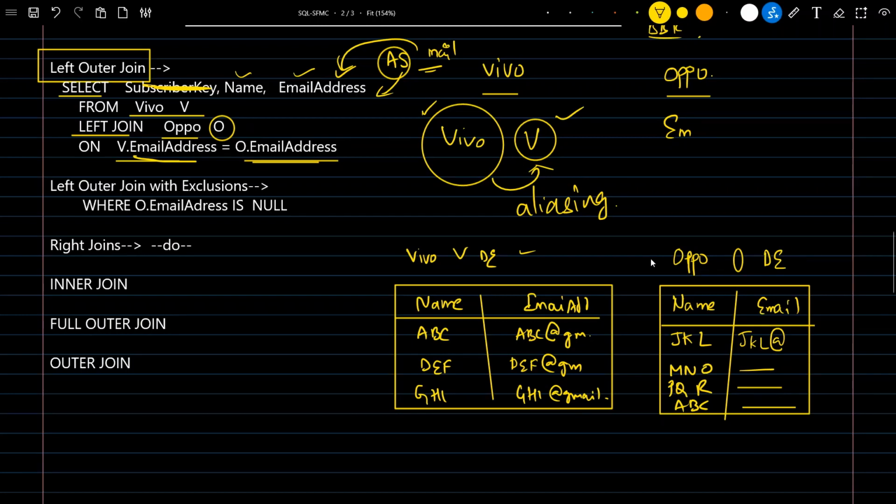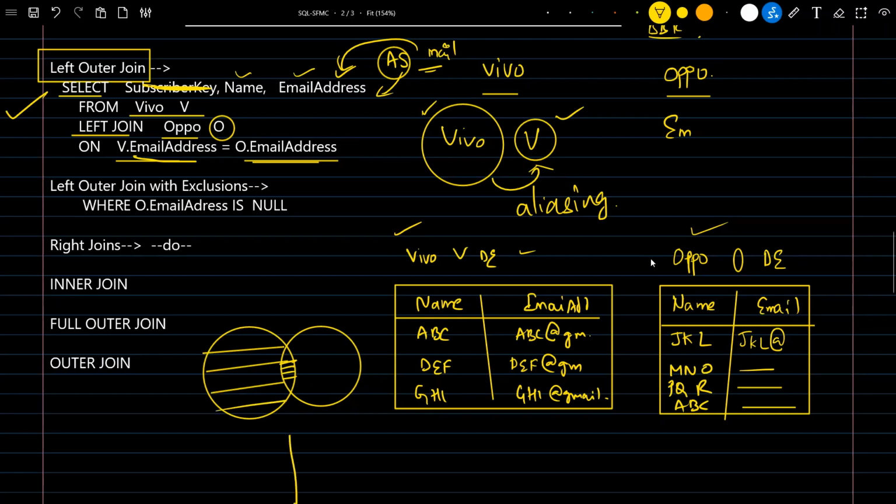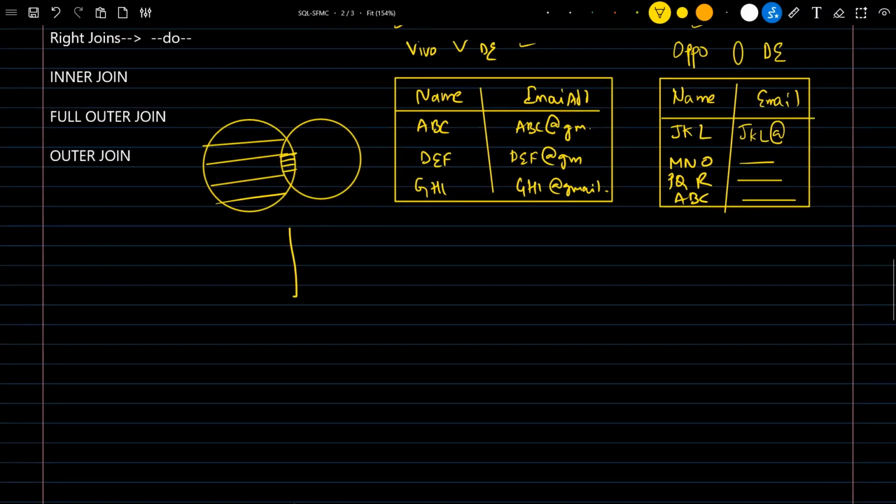So in this situation, we are joining both. We are joining Vivo along with Oppo. So how will it be? The intersection will be there. Also, the whole Vivo data extension elements will be there. So what will be the output of the left outer join for the query which we have written? It will be in this fashion.